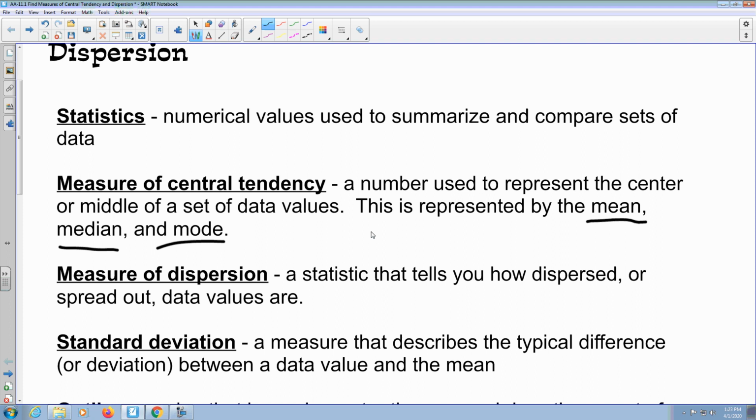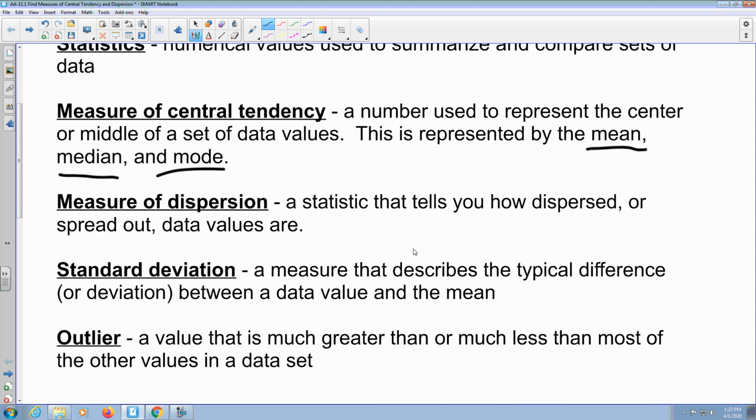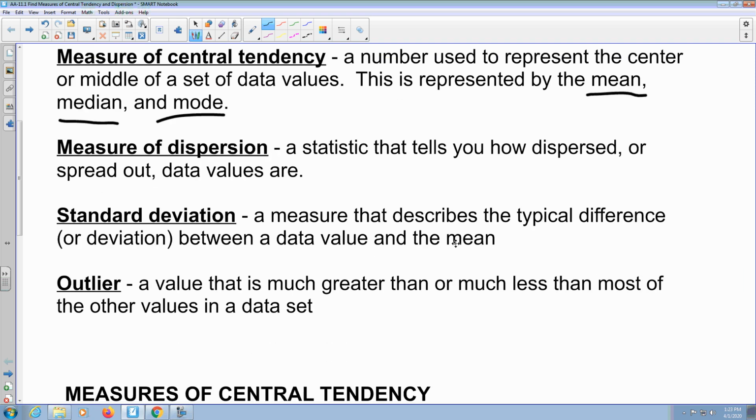The measure of dispersion is a statistic that tells how dispersed or spread out the data values actually are. We're going to look at finding standard deviation, which measures and describes typical difference between data values and the mean. We're going to look at outliers. We're not going to look at the actual calculations of outliers, but we can show you how they're used, or at least what happens with different values of the central tendencies if you do in fact have an outlier.